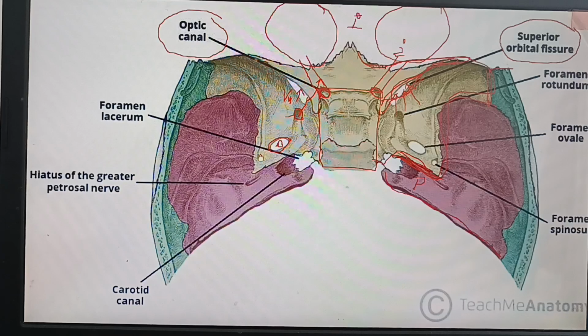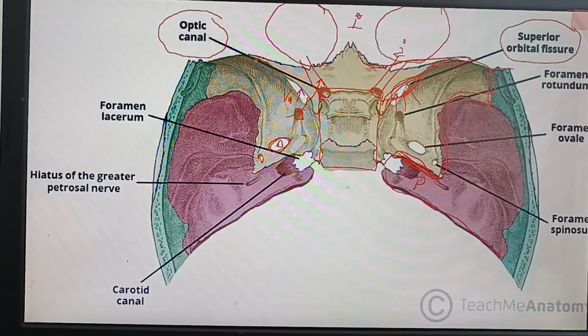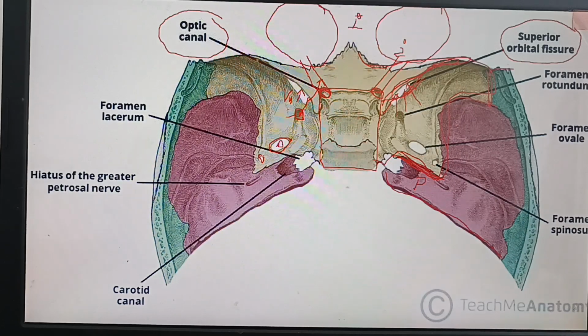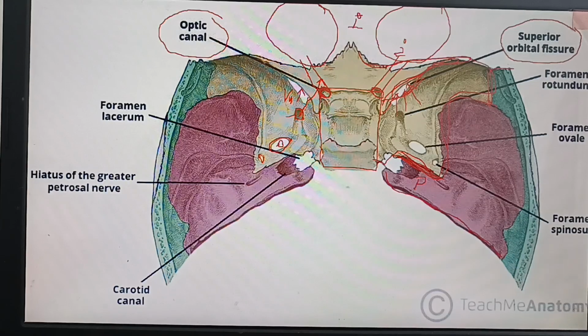Now, one more foramen on the greater wing of the sphenoid is the foramen spinosum, into which the middle meningeal artery will enter to supply the meninges. That's another foramen. By this time we have completed cranial nerves 1, 2, 3, 4, 5 and 6. All right. That's all about the cranial nerves in the, sorry, the middle cranial fossa.